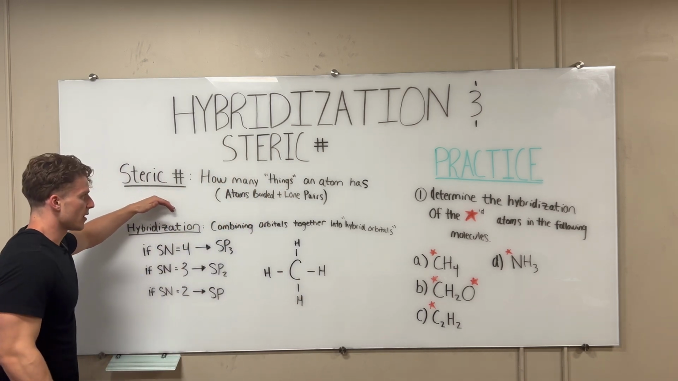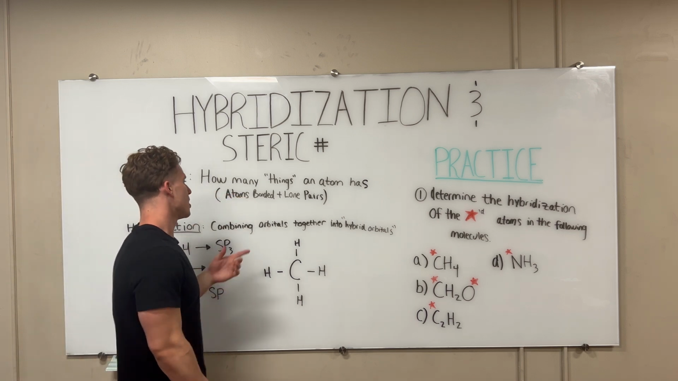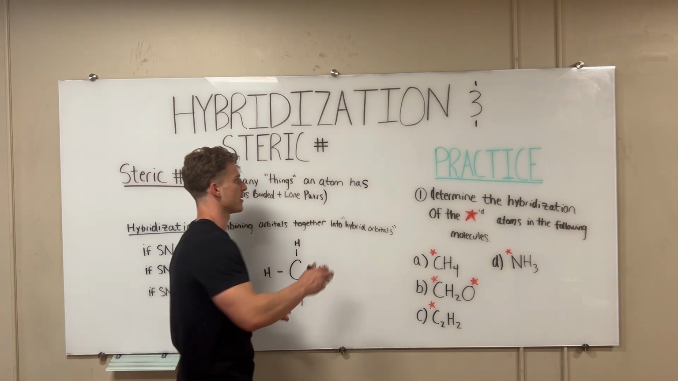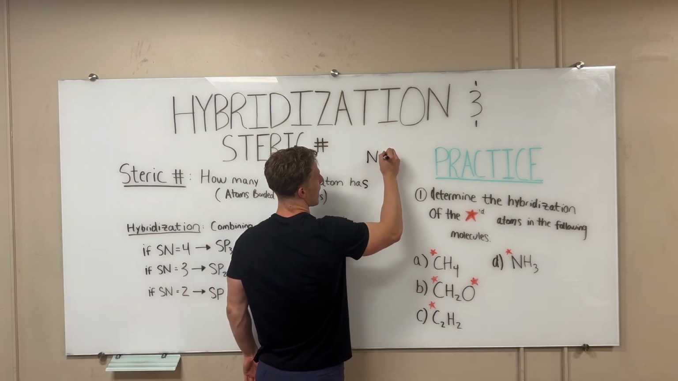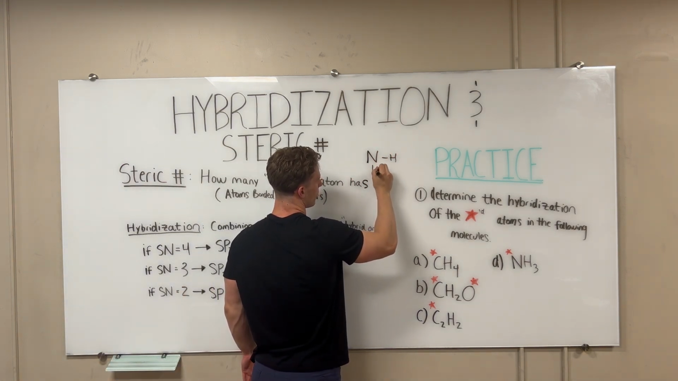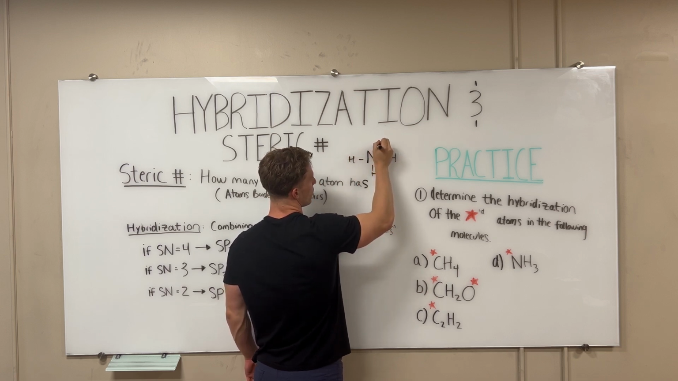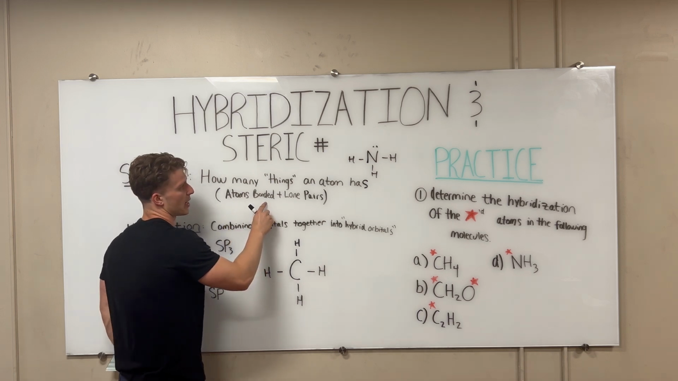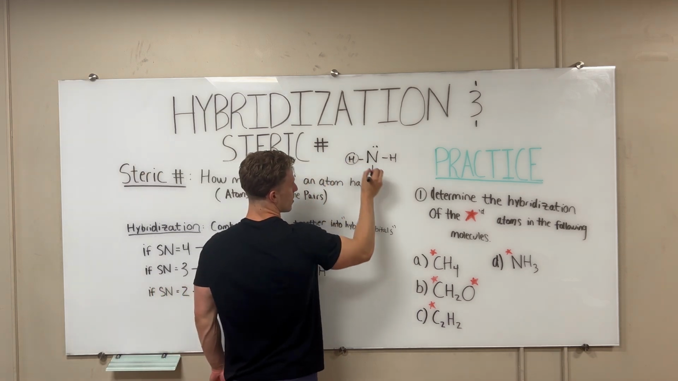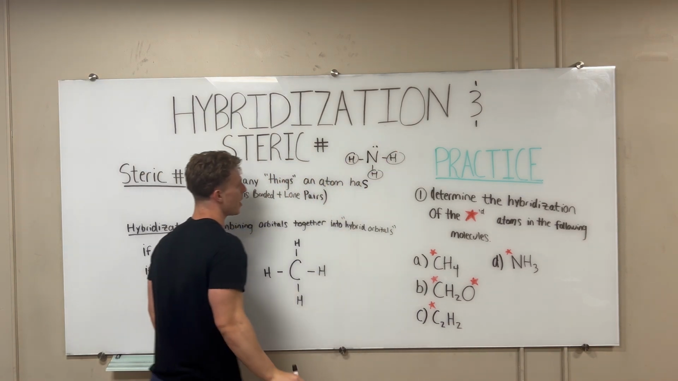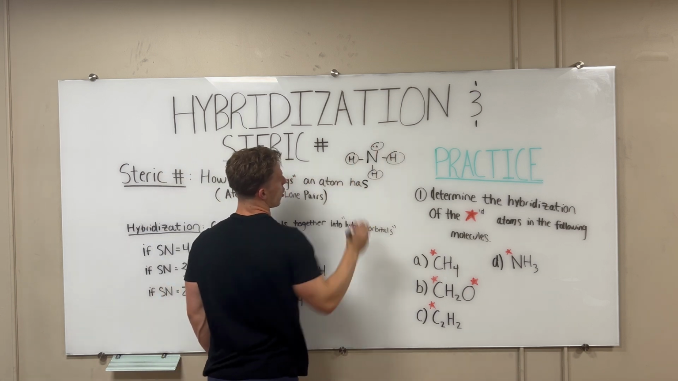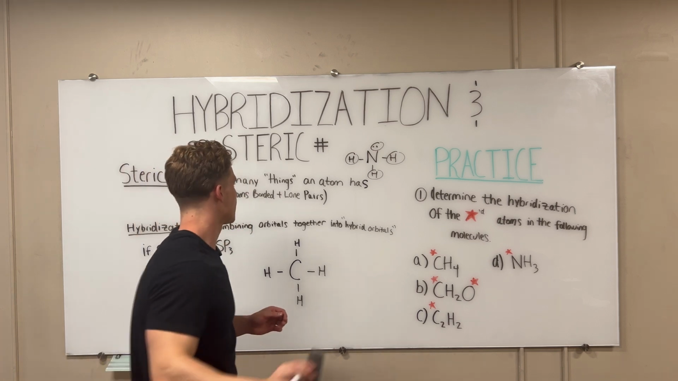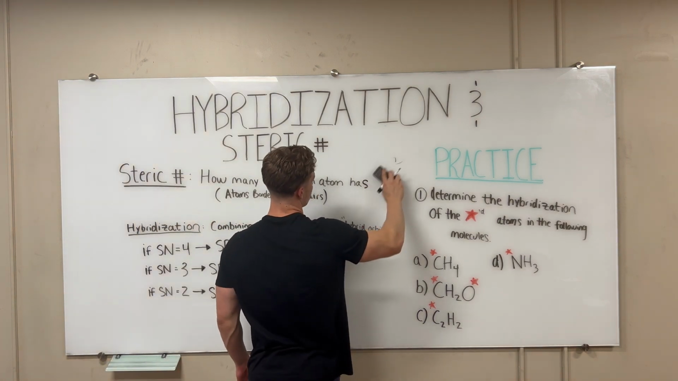So steric number is going to tell us how many things an atom has. When I say things, I mean the atoms bonded plus the amount of lone pairs that it has. So if we look at an example, NH3, we can use this Lewis structure to help us determine the steric number of that nitrogen. Now, how many atoms does the nitrogen have bonded to it? It has 1, 2, 3 atoms bonded to it, and it has one lone pair, making the steric number of that nitrogen 4.